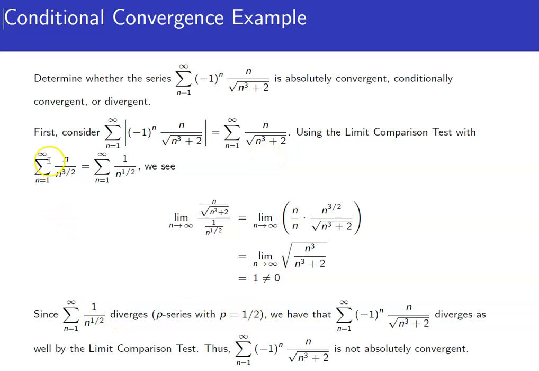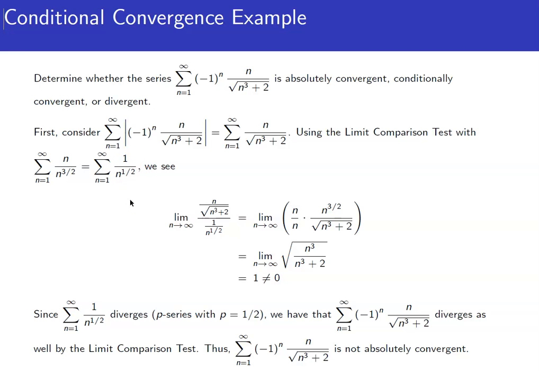So we'll compare it to the series of n over n to the 3/2, which is 1 over n to the 1/2. Notice that this is a p-series. P-series are great things to compare other series to if you can, because we can tell whether a p-series converges or diverges simply by looking at the power on the n in the denominator.